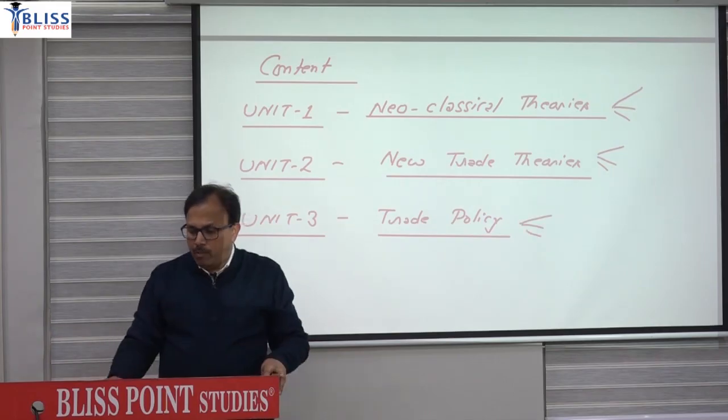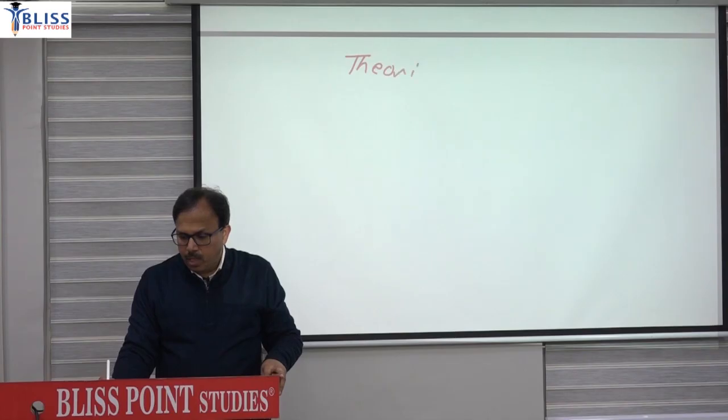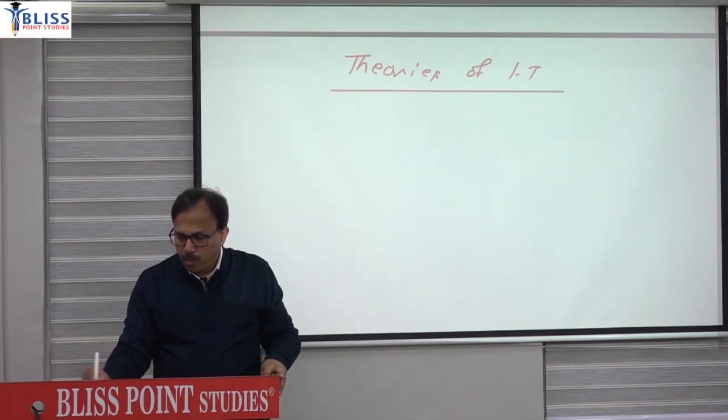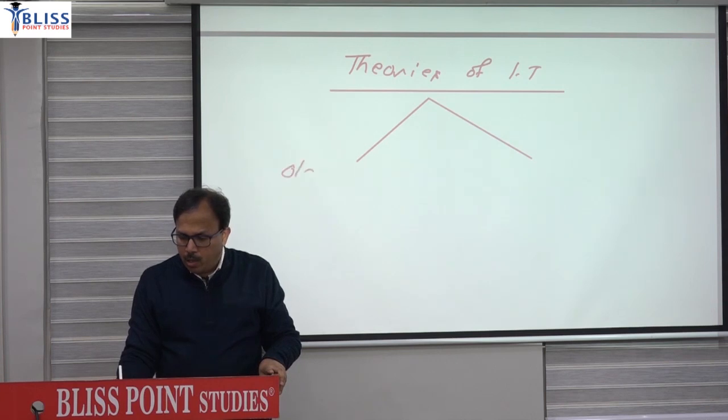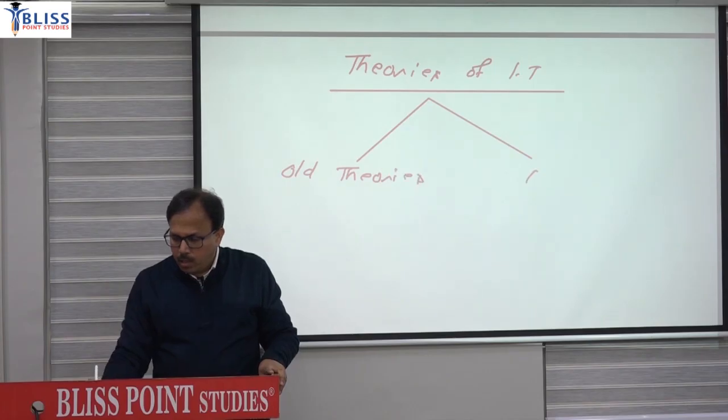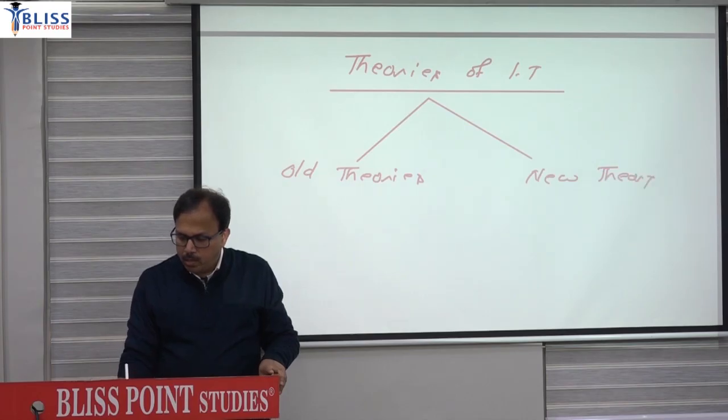Now the first part is that when we explain the new trade theories, so international trade is all about, in this subject you are studying the theories of international trade, which is broadly divided into two parts. One, old theories. Now those old theories are called as the neoclassical. So either you can call it the old theory, alternate is the new theory. This old is referred as neoclassical.